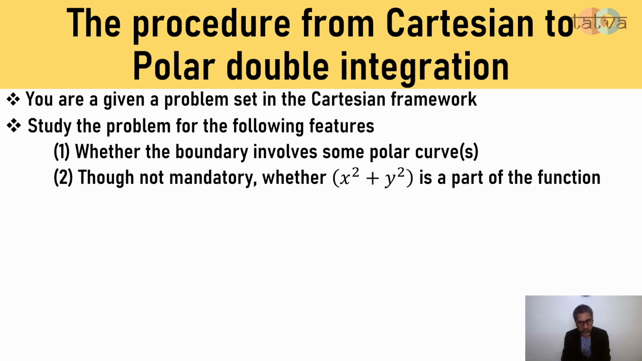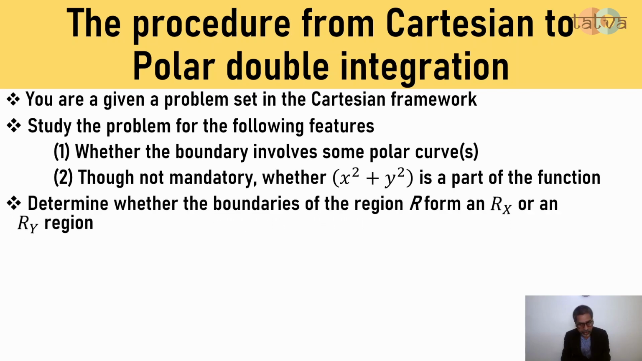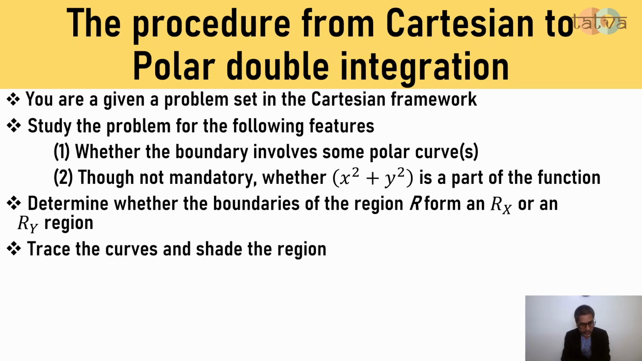Now what you will have to first do is study the problem for the following features. One, whether the boundary involves some polar curve or more than one polar curve, though it is not mandatory whether x square plus y square is a part of the function. Two, determine whether the boundaries of the region form an Rx region or an Ry region. So those are very, very important decision making tools. Trace the curves, and once all the curves and lines have been traced, they will enclose some region, shade it.